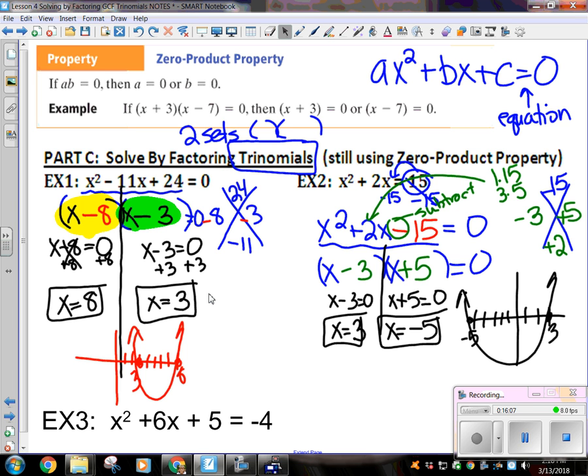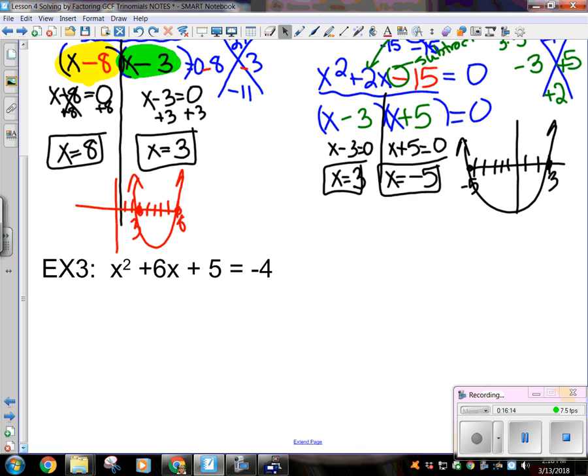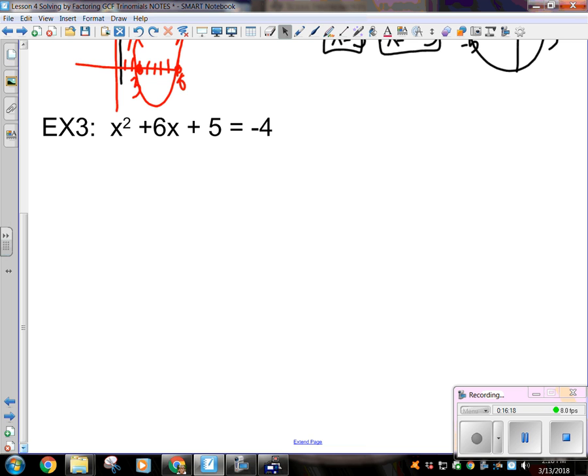Let's keep going. Example 3. What's wrong with example 3? It does not equal 0. Exactly. I need to move everything to one side. Okay. What do I add 4 to? Do I add it to x squared? Do I add it to 6x? Or do I add it to 5?